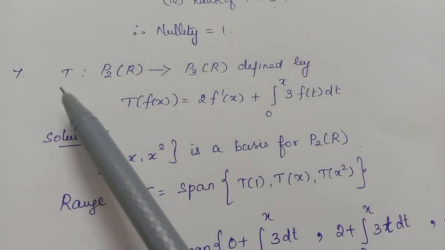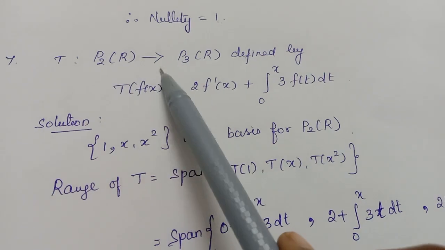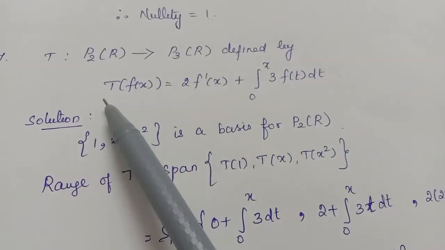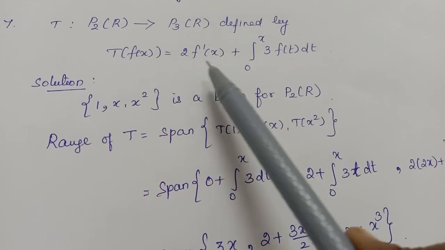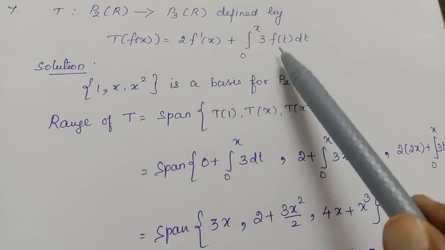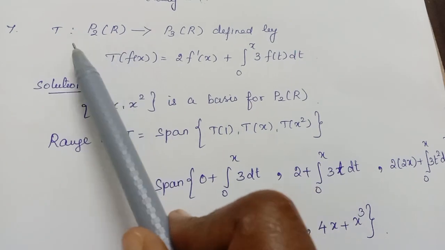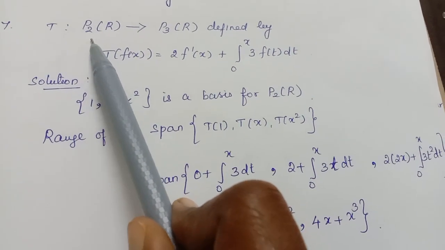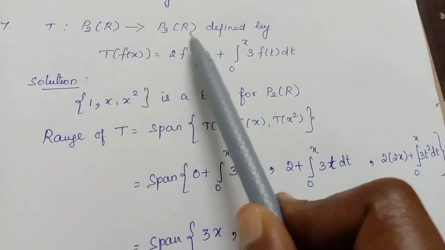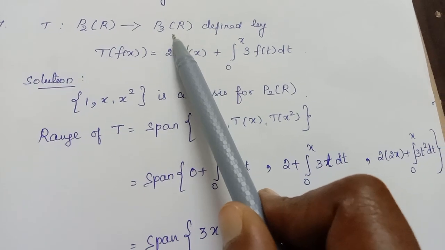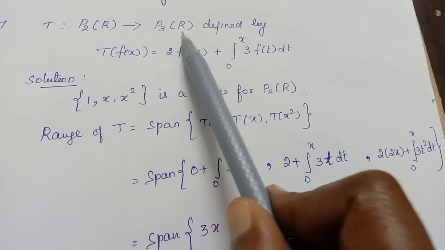Then one more problem. T is a linear transformation from P2 of R to P3 of R defined by T of f of x equal to 2f dash of x plus integral 0 to x 3f of t dt. Okay, these have the same meaning as in the previous problem. Polynomials of degree less than or equal to 2 over the field of real numbers. Polynomials of degree less than or equal to 3, okay, over the field of real numbers.